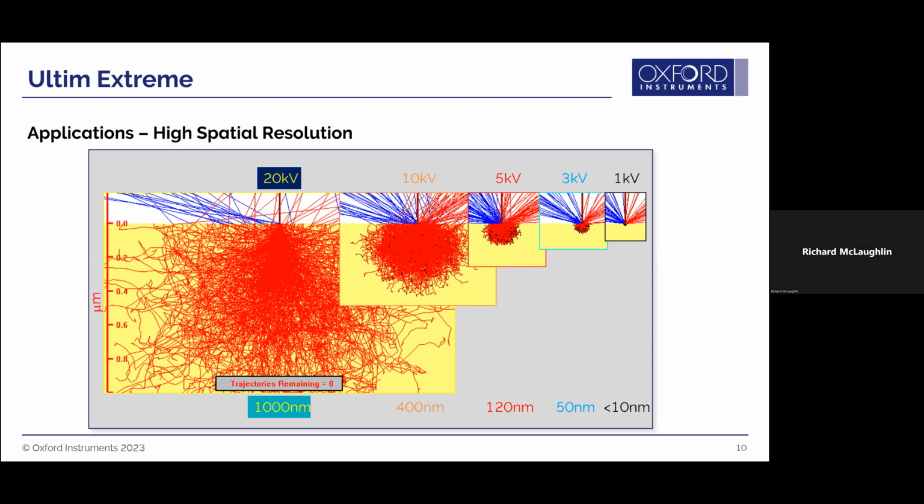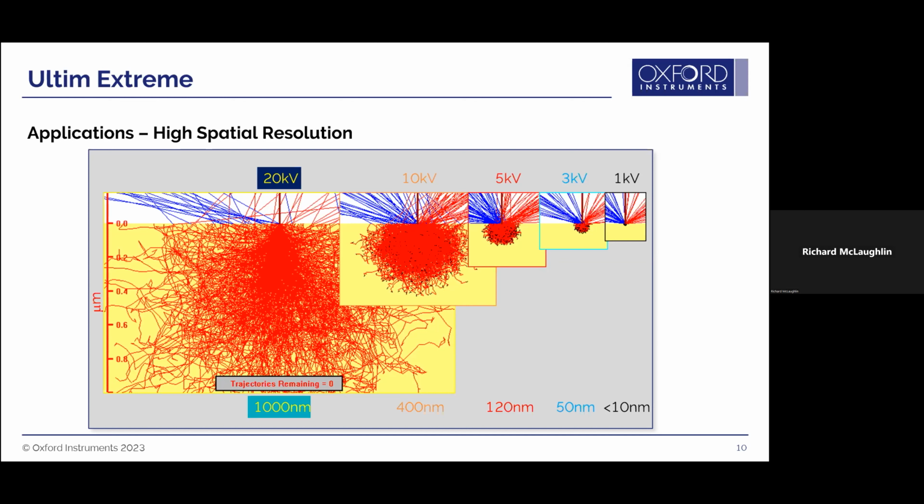And you can see as you decrease the accelerating voltage, the actual interaction volume and the signal production volume for X-rays decreases as well. So to get down to, let's say, 10 nanometers resolution, we have to go to 1 kV, somewhere between 1 and 3 kV to do that. So we're going to be forced to run at low accelerating voltages.